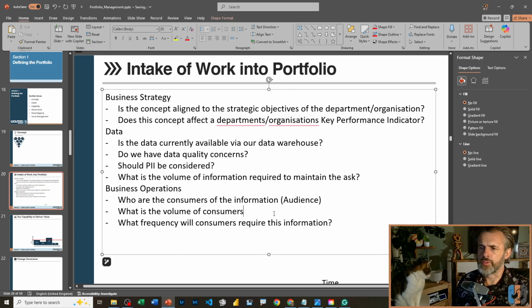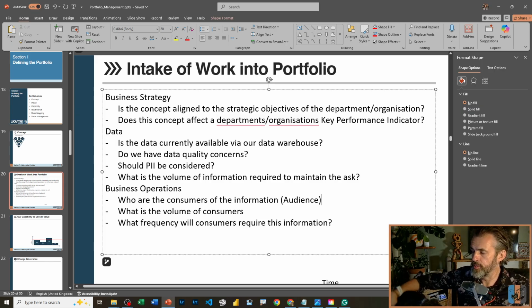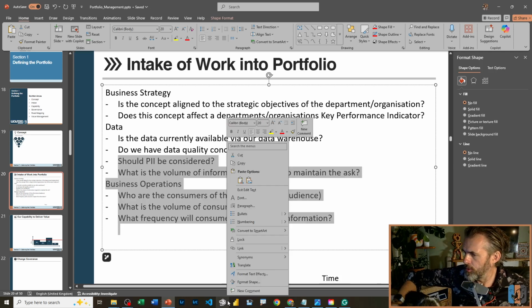So what's the relevance of these questions? Well, the consumers of the information. So this could be, is this report going to the CEO, the senior leadership team, managers, or operators?